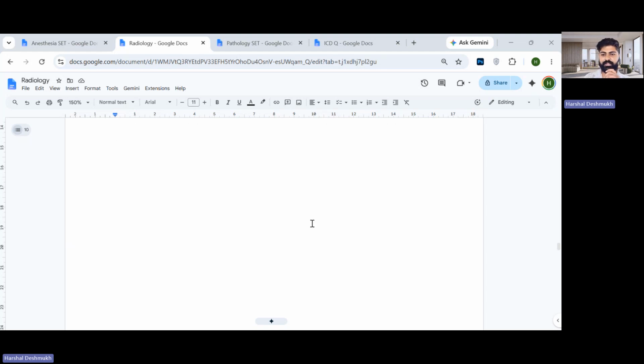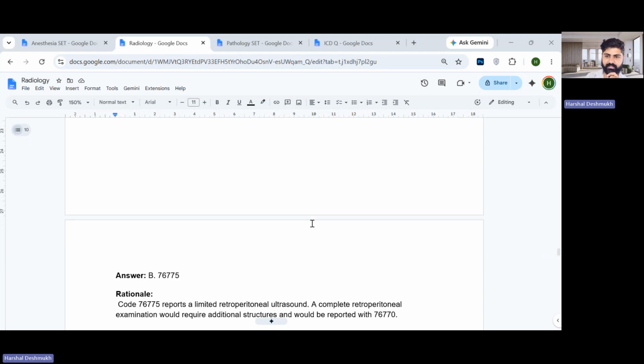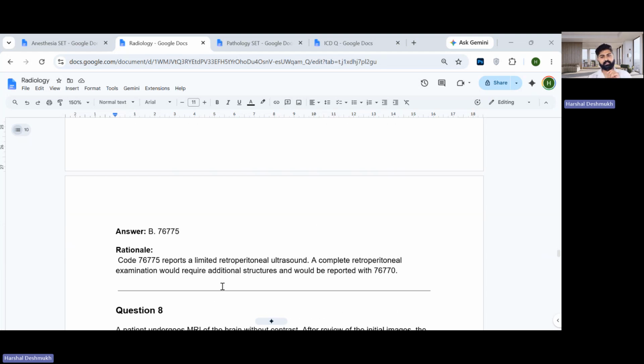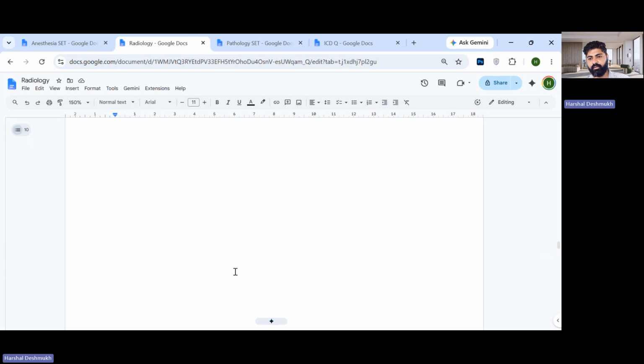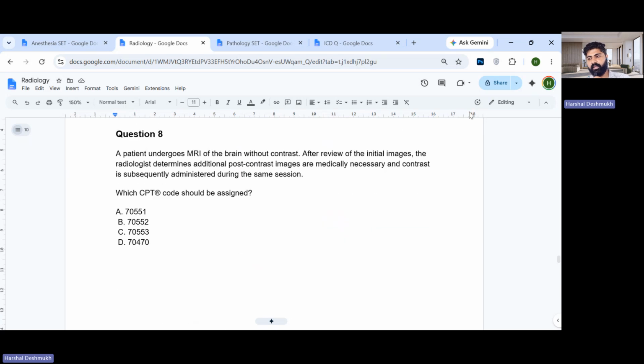The answer to this question is option B, 76775, as it actually describes a limited retroperitoneal ultrasound, which is exactly what you are looking for. Moving on to question 8.